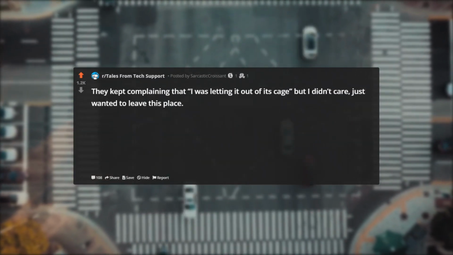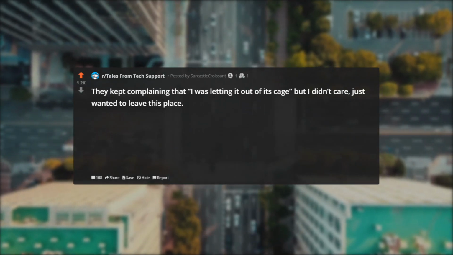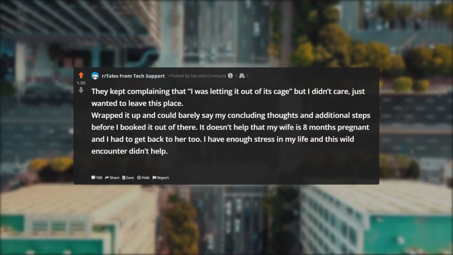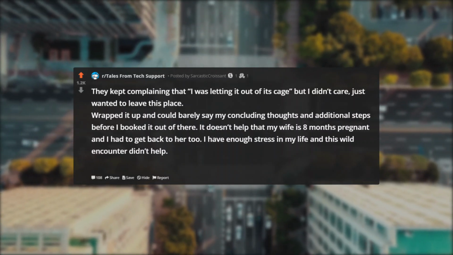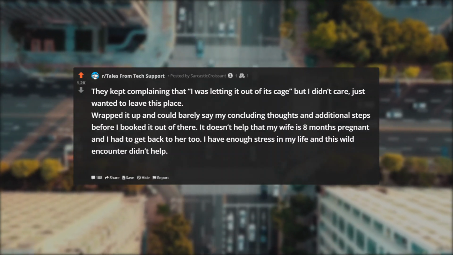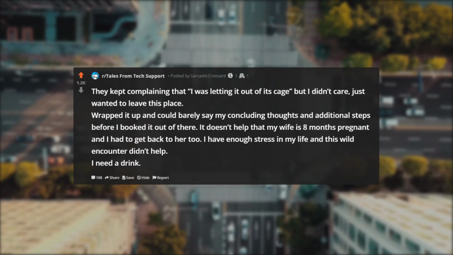They kept complaining that I was letting it out of its cage, but I didn't care, just wanted to leave this place. Wrapped it up and could barely say my concluding thoughts and additional steps before I booked it out of there. It doesn't help that my wife is 8 months pregnant, and I had to get back to her too. I have enough stress in my life and this wild encounter didn't help. I need a drink.